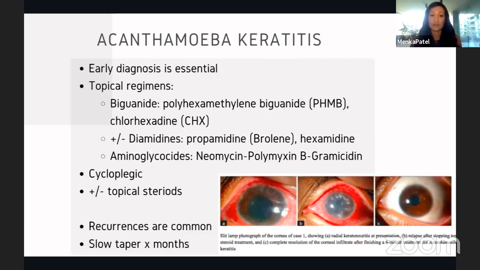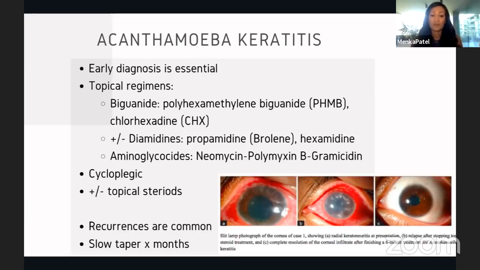You would also start them on cycloplegia, which will just dilate their pupil and relax the muscle so they're not so symptomatic and so sensitive to light. Eventually, after months of therapy, once the epithelial defect has resolved, the patient may be started on topical steroids to cause the corneal ulcer, corneal scars and the neovascularization that has developed to start decreasing.